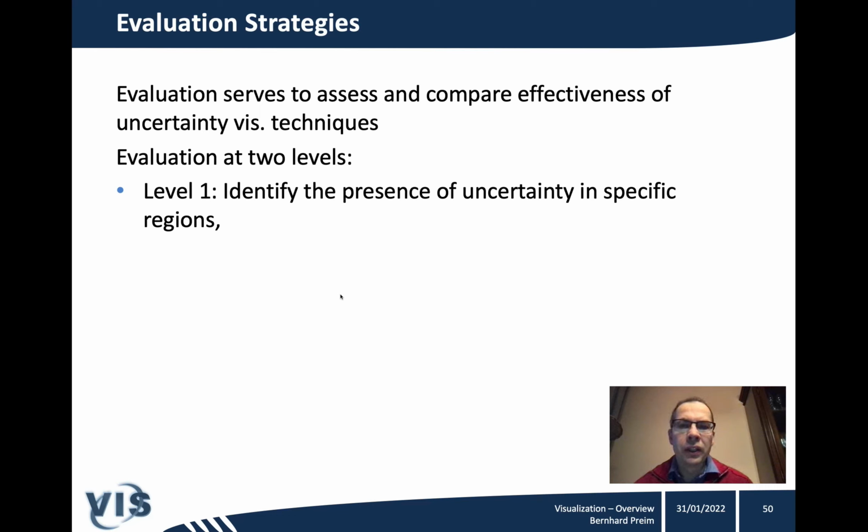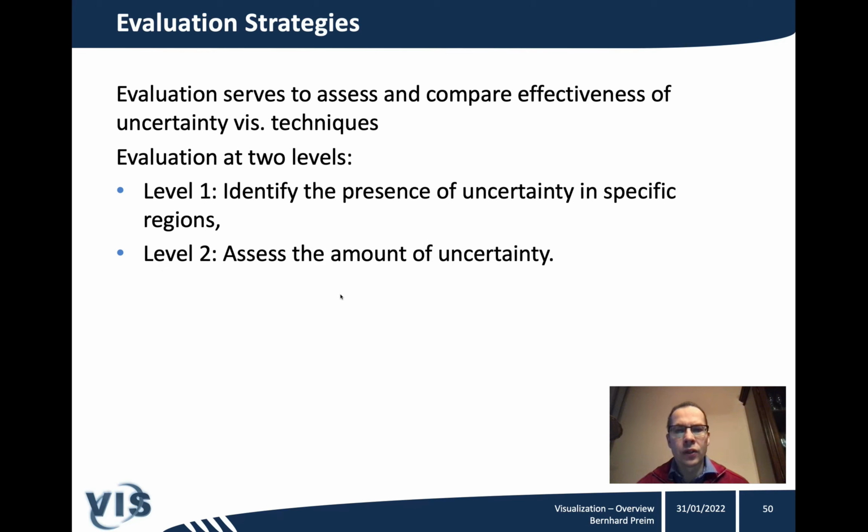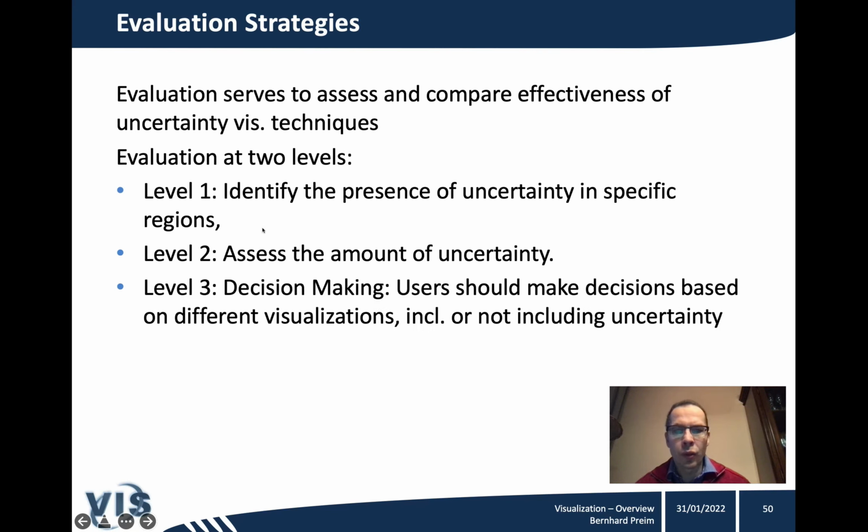The first would be to identify the presence of uncertainty in specific regions. Are users able to recognize that here are regions with high uncertainty? The second level is to assess the amount of uncertainty. We want to see whether users are really able to compare this. And then I see that I made a mistake here. There is a third level, and that is decision making. At the end, it is important which decisions users make based on the visualized uncertainty.